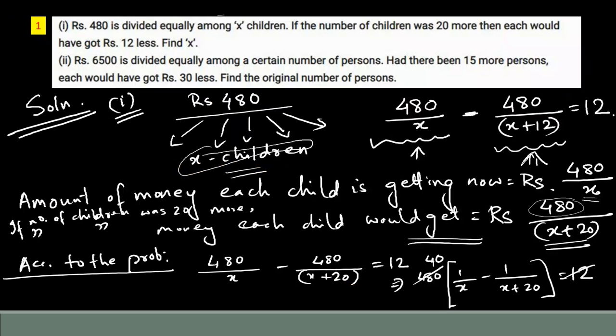Number 2. 6,500 rupees is divided among x persons. It is said that 6,500 is divided equally among a certain number of persons, and we need to find the original number of persons. So I said that is x. Had there been 15 more persons, each would have got rupees 30 less.